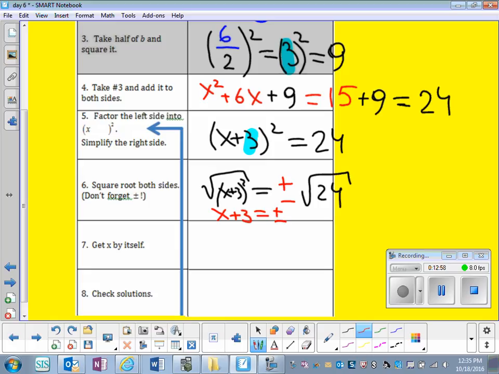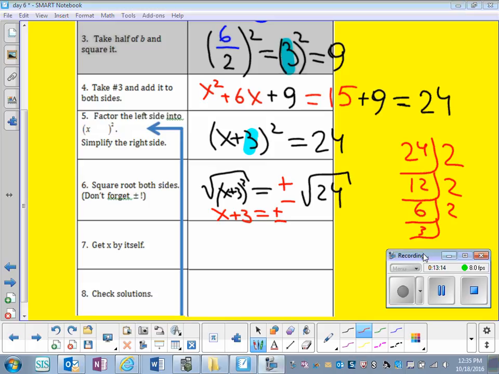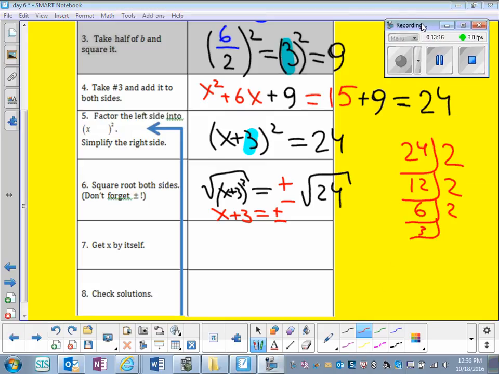Can I simplify that? Yes, we can use the factor ladder. So 24 divided by what? 2, 12 divided by 2, 6 divided by 2, 3 divided by 3, 1. How many pairs do I have? 1. Just this one, right? So I can simplify the square root of 24 as 2 square root of 6. So it's kind of messy.